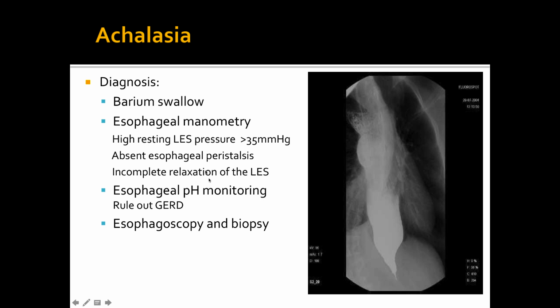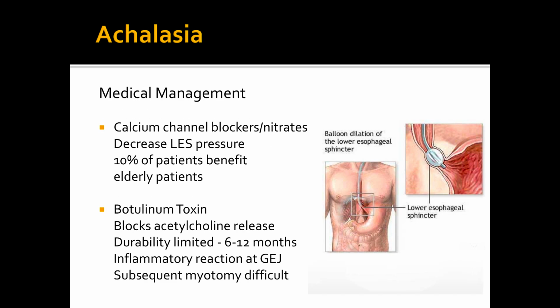As we said, as far as workup goes, the barium swallow will show you that proximal dilation, the bird beak sign. The manometry will show you a high resting pressure greater than 25 millimeters of mercury, maybe up to 35-40. Patients will have incomplete relaxation, which is a hallmark of this disease, and they'll have absent or poor peristalsis due to the chronic obstruction. Certainly you want to do esophagoscopy, endoscopy, and biopsy to rule out any malignant processes.